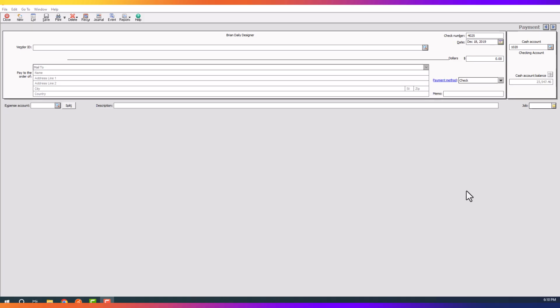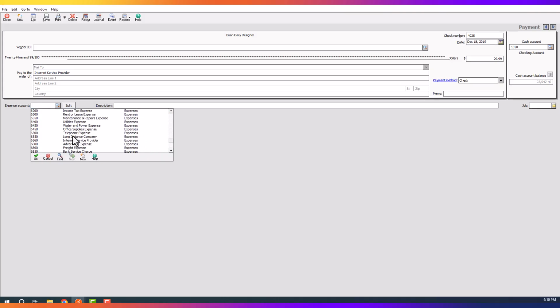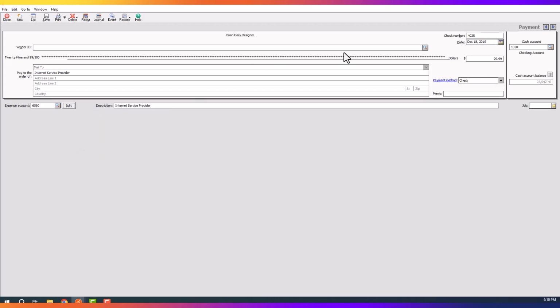And then we have check number 4025. We're going to enter all the details from the book. The date remained at December 18th, entered the amount. The name was Internet Service Provider. We have a specific expense account for that. It's account number 6,560. Once again, check all these details and click Save.